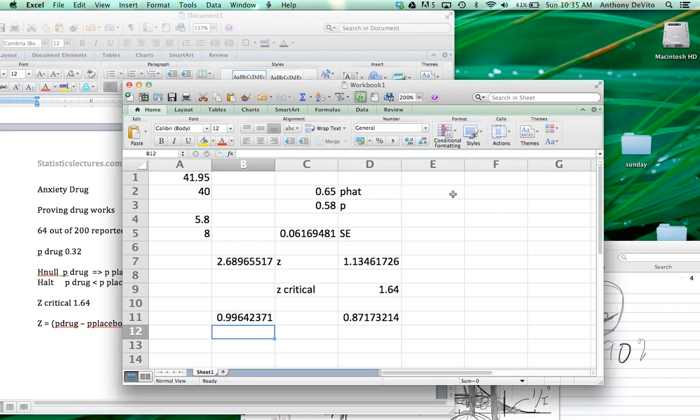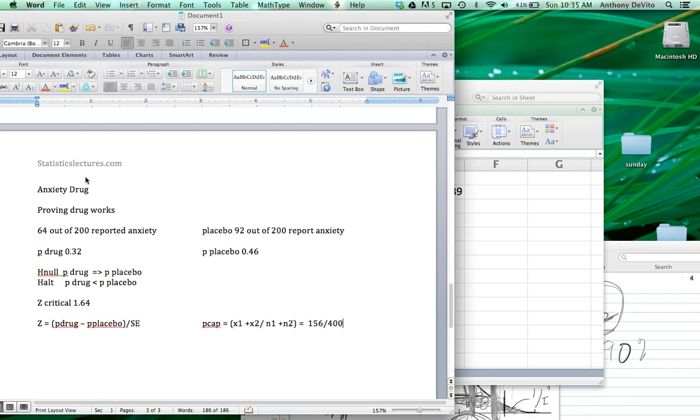Okay, and 156 divided by 400 is 0.39. We're going to use a weighted proportion of 0.39. Okay, and I want to keep it together. And now I'm going to use that to calculate my standard error.